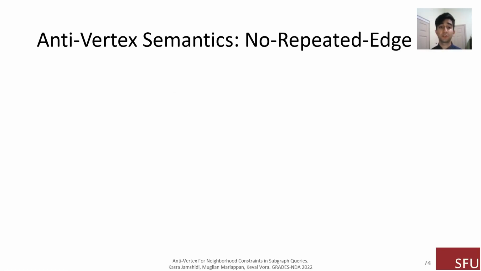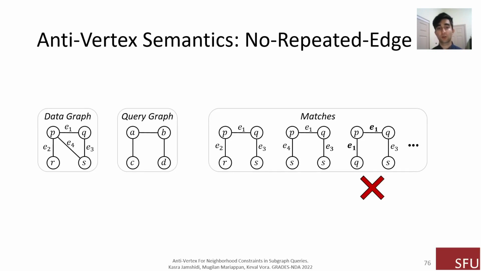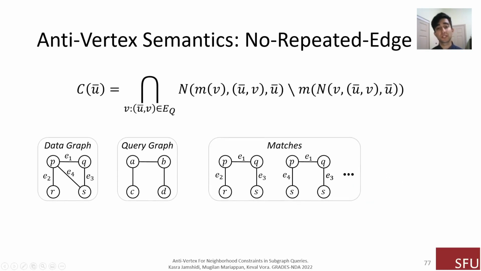No repeated edge matching semantics additionally require that the matching subgraph has a one-to-one mapping of edges, though vertices can repeat. This match under homomorphism semantics is not valid here because E1 is repeated. Looking at the definition of C for no repeated edge, the only difference from homomorphism is that previously matched edges to U bar are removed. Once again attaching an anti-vertex to D, Q is removed because the E3 edge has already been used.